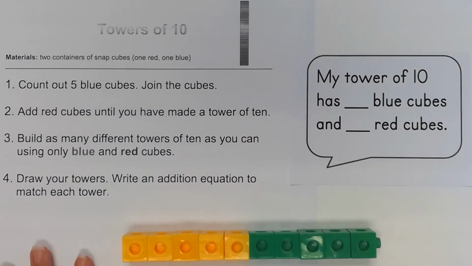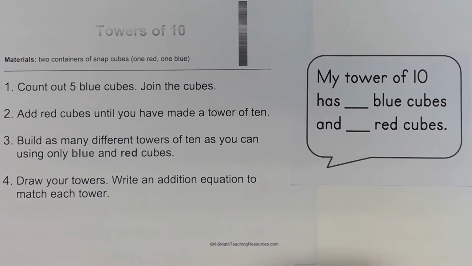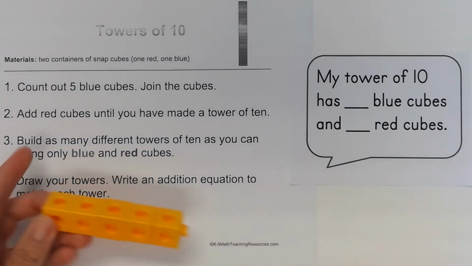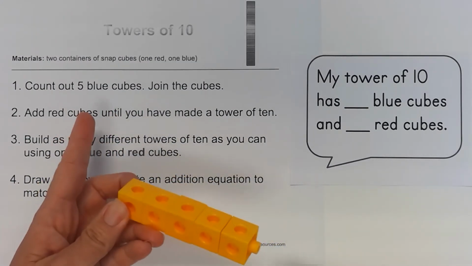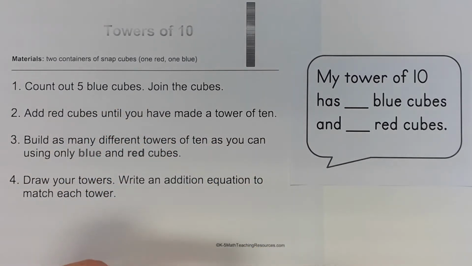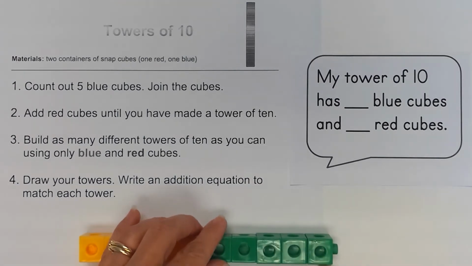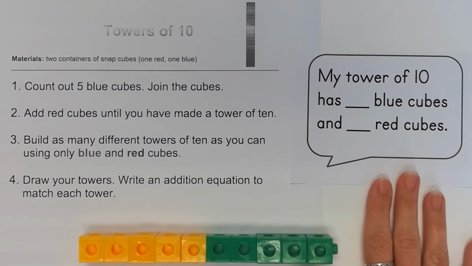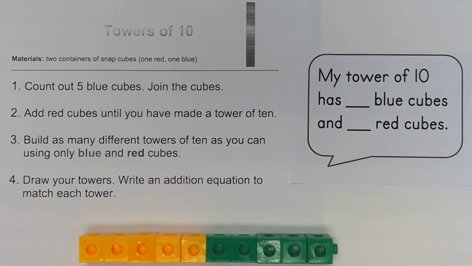Here's another activity called Towers of 10 that the students could do to practice working with making 10, or that benchmark of 10. The students just count out however many blue or whatever color 2 color counters you have, and they would count those out, join the cubes together, and then they would add until they make a tower of 10. And then what's provided here is a sentence stem that you could model for the students, and they could draw their own towers and write the addition equation that they have to match each of these.